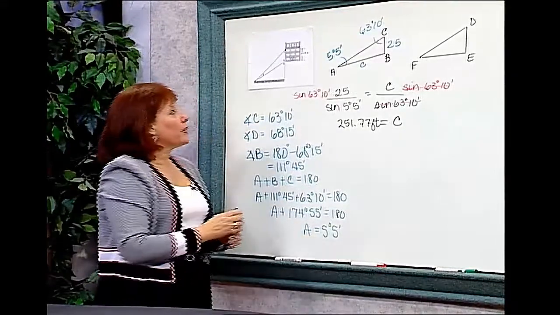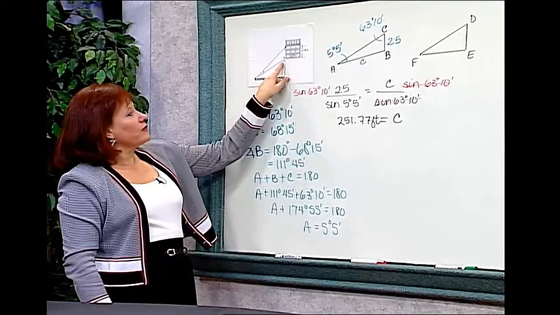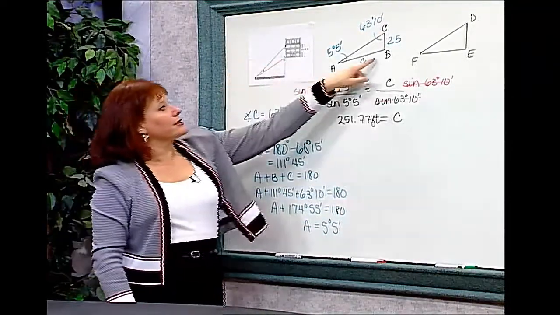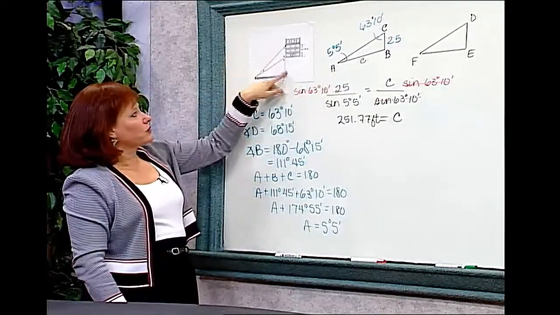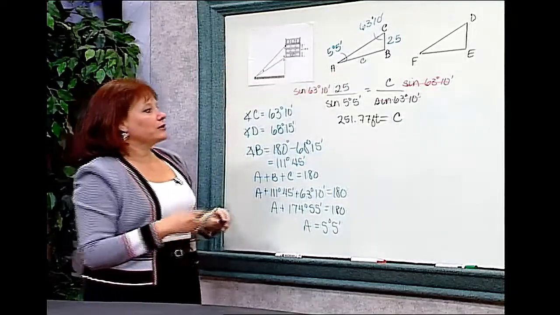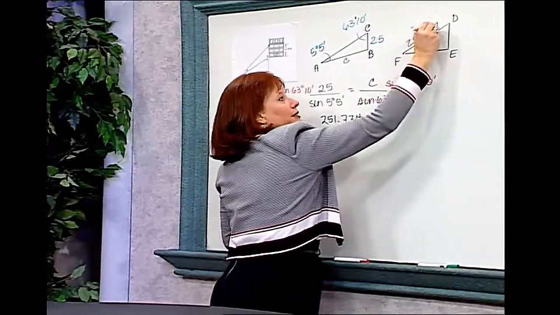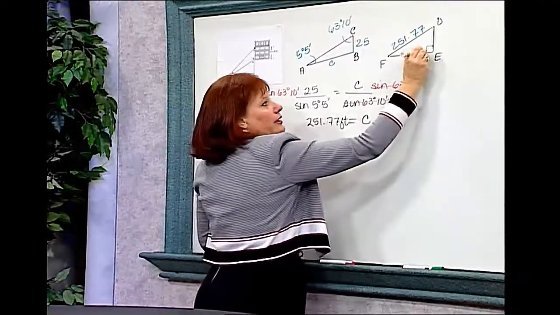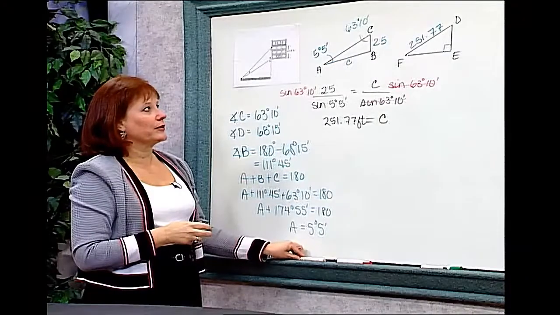If I look in the problem, I see that this length has now been determined to be 251.77 feet. You'll notice that this bottom line, c, in the oblique triangle, serves as the hypotenuse in the right triangle. So I know the hypotenuse of the right triangle is 251.77 feet. Since this is a right triangle, I can use stuff that I learned about a right triangle some time ago to help me solve the problem.